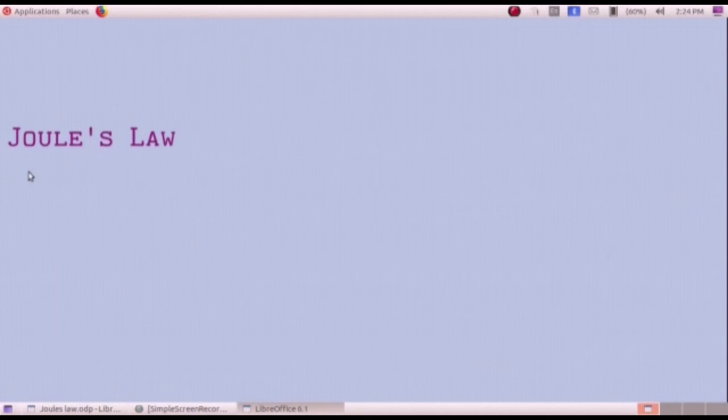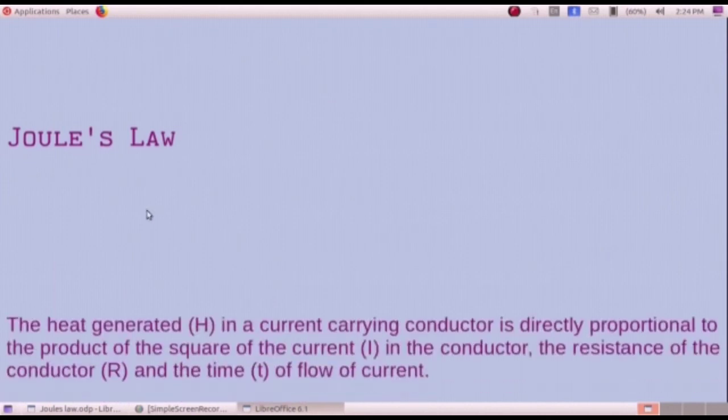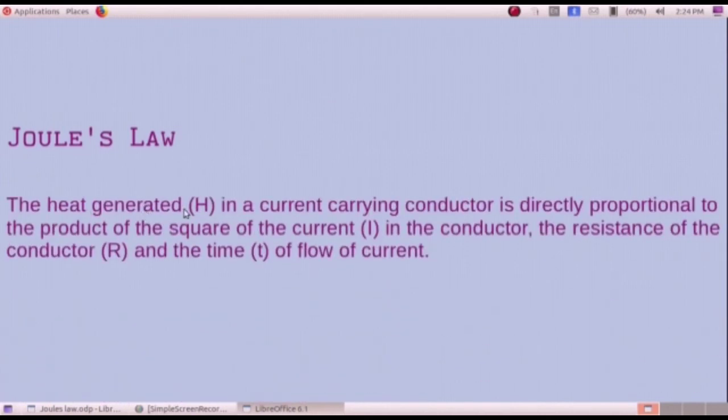Joule's law. The heat generated in a current carrying conductor is directly proportional to the product of the square of the current I in the conductor, the resistance of the conductor R, and the time t of flow of current.